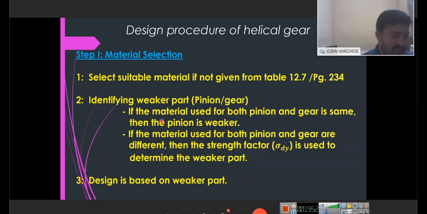So suppose the steel is used for making both the gear as well as the pinion, then obviously we say that the pinion is weaker, not the gear. If the materials used for the pinion and the gear are different, then the strength factor sigma d y is used to determine the weaker part. So there are procedures. Next, the design is based on the weaker part. That is, we first find the weaker one, then we start the design based on the weaker form.